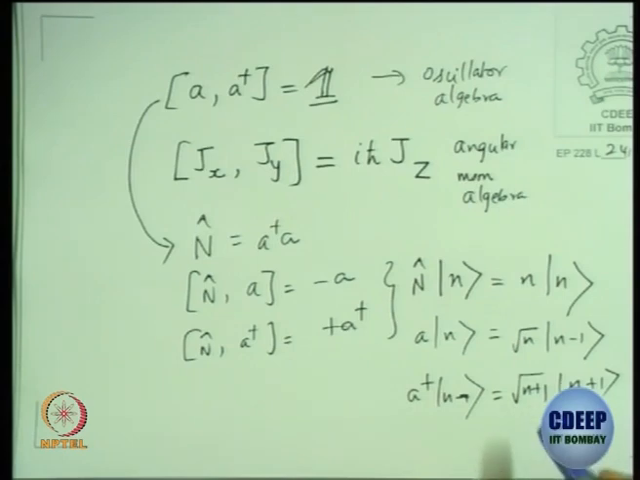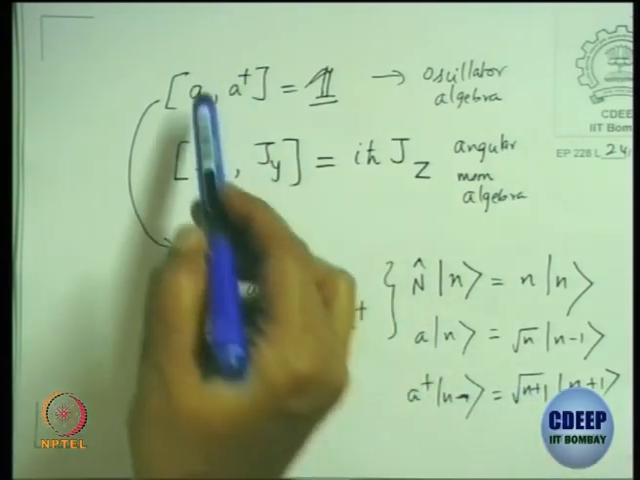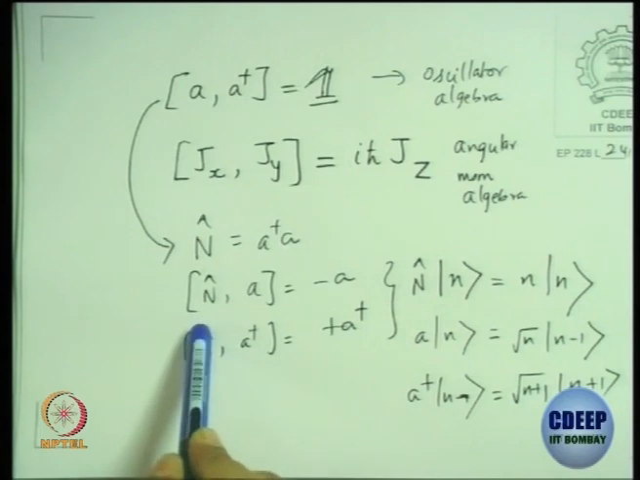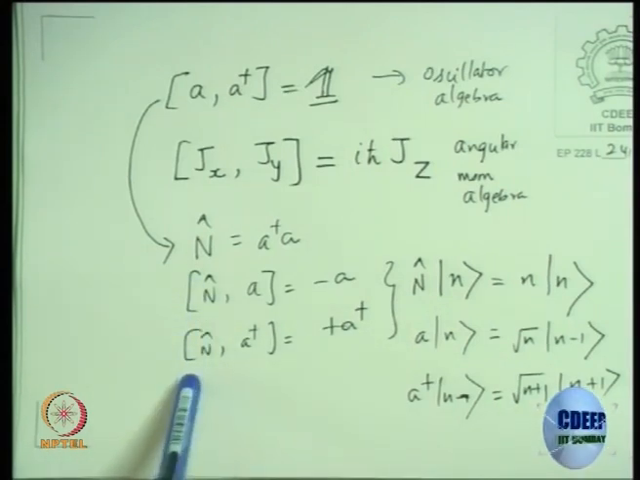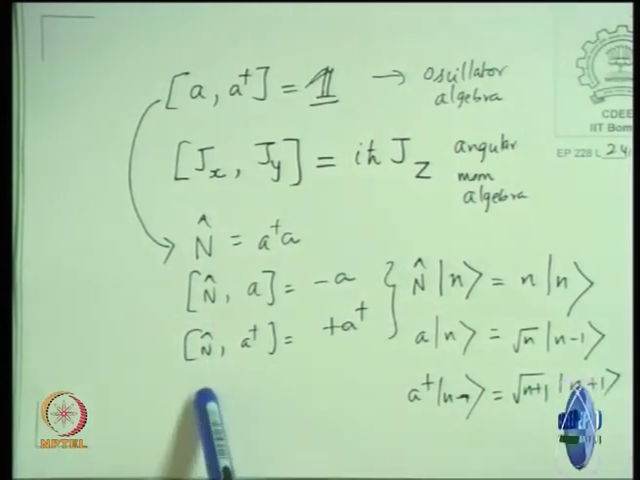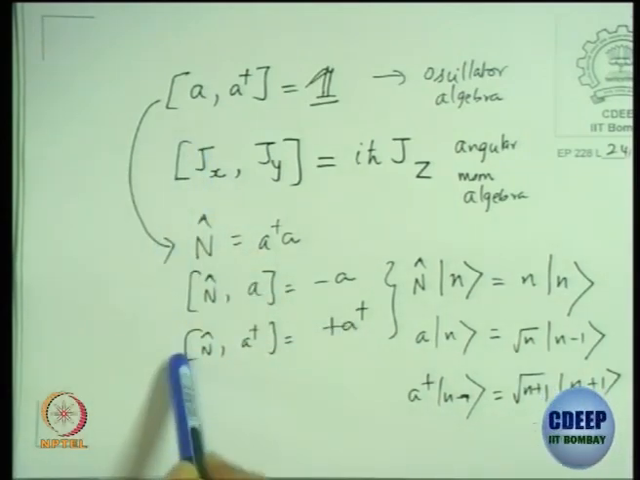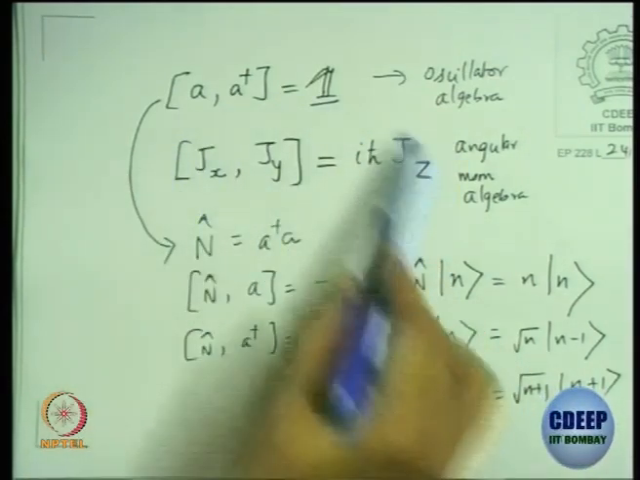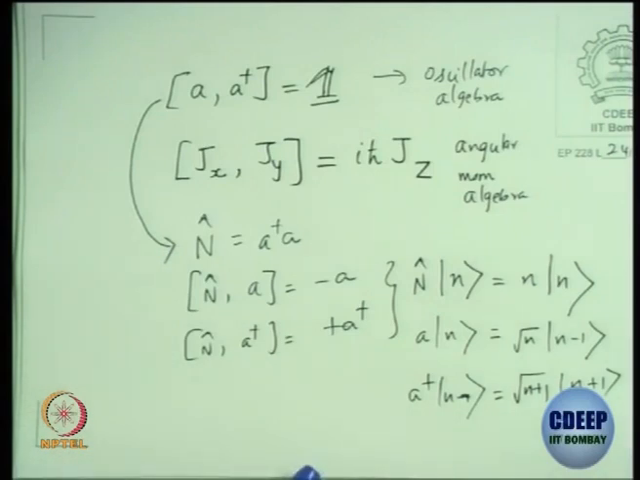Okay. So, using this oscillator algebra, we would like to solve this problem of a particle in a magnetic field, and then see whether we can use this oscillator algebra to determine the spectrum for the angular momentum algebra. So, this is the motivation for today's lecture.